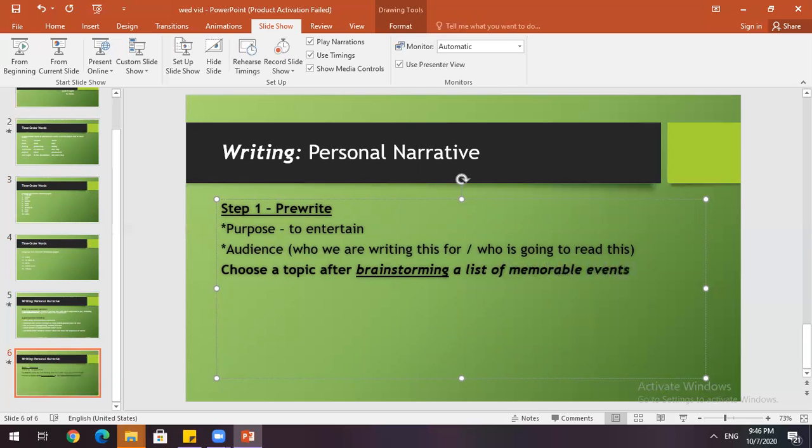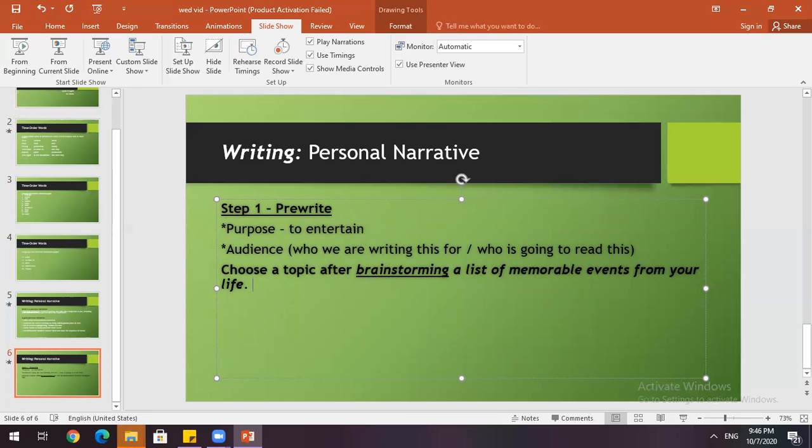So events that mean something to you, that you remember well from your life. Think about which event would be the most interesting to your readers, and think about the ones that you remember most vividly. Ones that you will be able to describe.